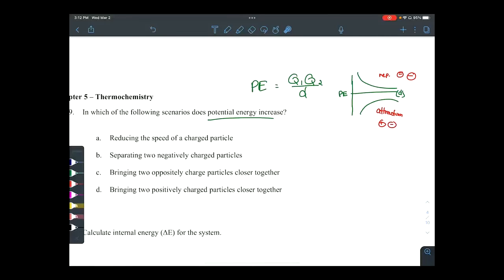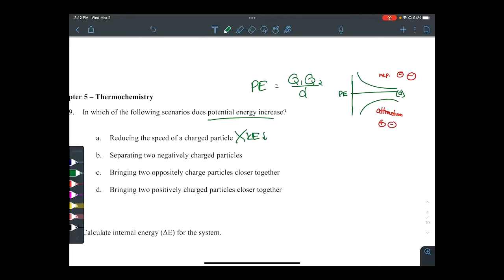So this question is saying, in which scenario does potential energy increase? So increasing, going up here. A, reducing the speed of a charged particle. Do we think that increases potential energy? No. Why? That's kinetic energy. Speed is related to kinetic energy, 1/2 mv squared, and that's not what this question is asking. But just for fun, if we reduce the speed of a particle, will kinetic energy go up or down? Down, very good, because you're just reducing v.